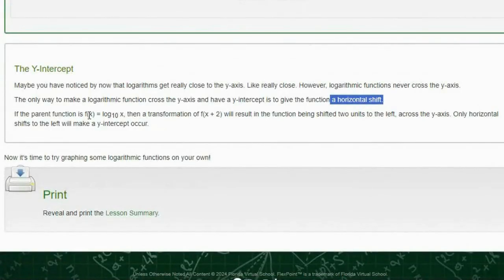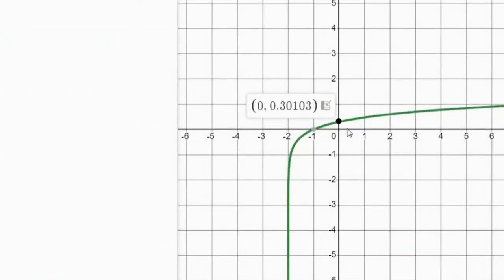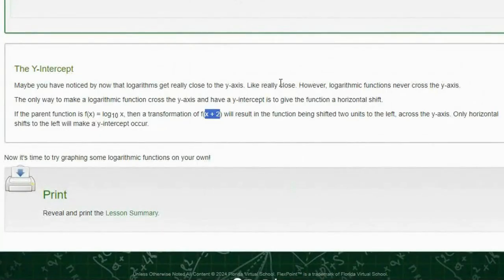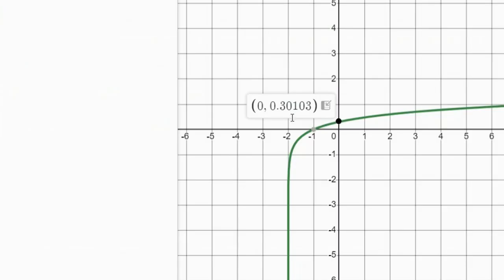If the parent function is f of x equals log base 10 of x, then the transformation of x plus 2 in parentheses will shift it 2 units to the left, just like that, across the y-axis. Now the asymptote is y equals negative 2, by the way. See, now it never touches the negative 2, but it gets closer and closer.